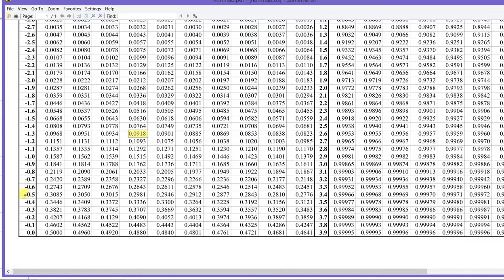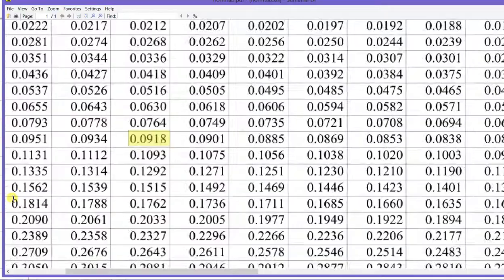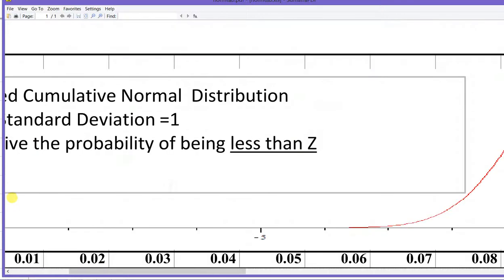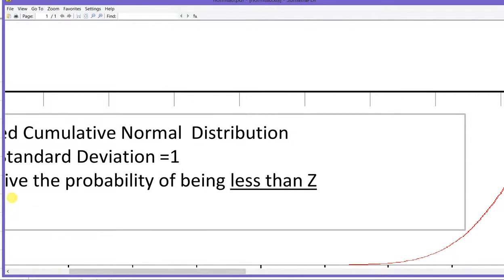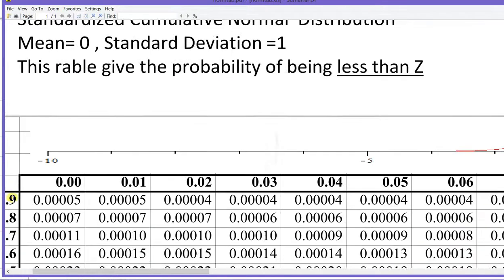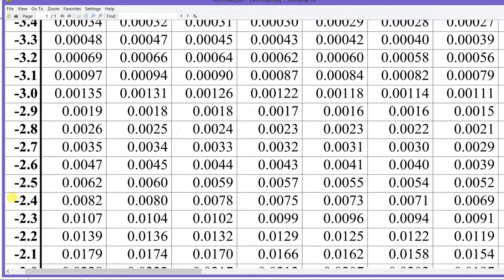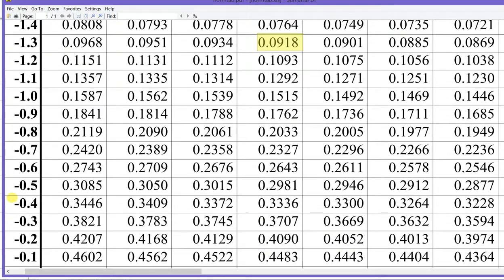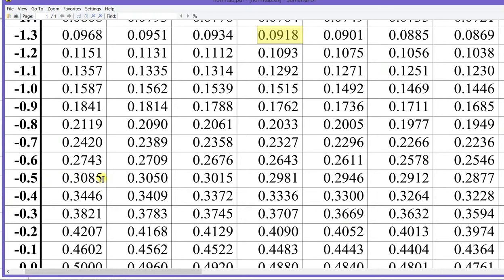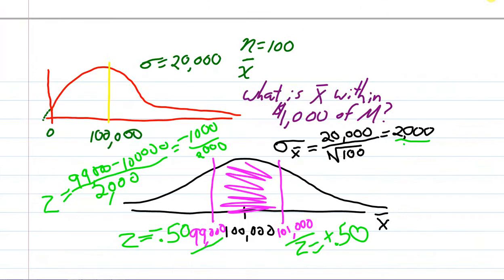So negative 0.50. Whoops, sorry, I'm dragging this around and it's not cooperating. Here we go. Minus 0.50, 0.3085. And again, probabilities you get from the table are always less than or equal to the area to the left. So let's take that 0.3085 back to our picture, and that's the probability of being down here.